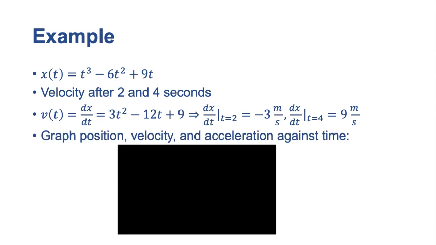After this, they're asking us to graph position, velocity, and acceleration against time. So this is just going to be the graphs of our original function, the first derivative, and the second derivative, and it's going to look something like this. And as you can see, we're just taking more derivatives to be given our different aspects of what we're looking for, that being position, velocity, and acceleration. Okay, let's do another example.